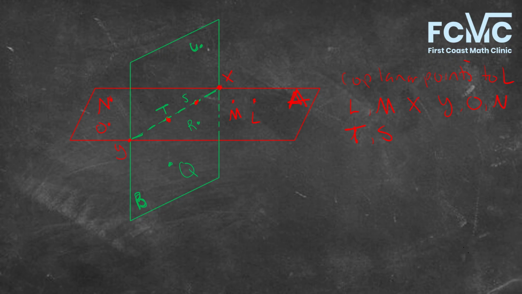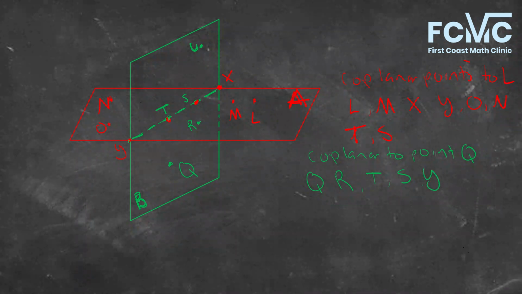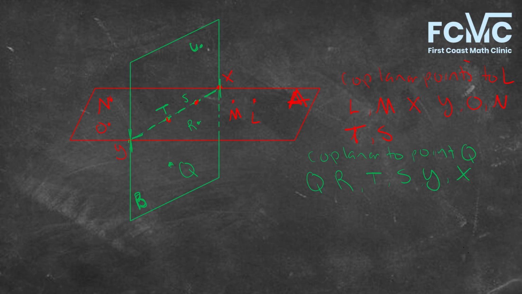All right, now let's find all the coplanar points to point Q. So point Q is on plane B. So what else is on plane B? Well, we've got point R here. So we'll start with Q, point R. Again, we have T and S because they're on that line that intersects. But also Y and X, so we can include Y and X, because they're right here and here on our plane B, which is the same plane that Q is on, so they're coplanar. And then we've got point U up here.